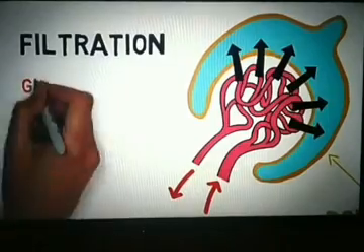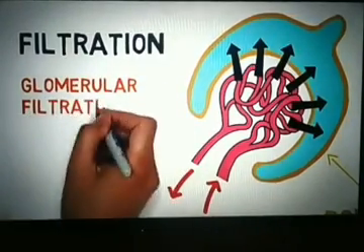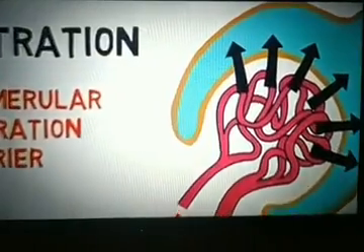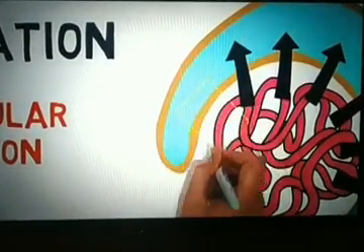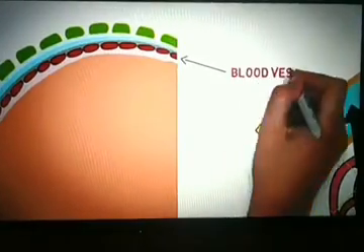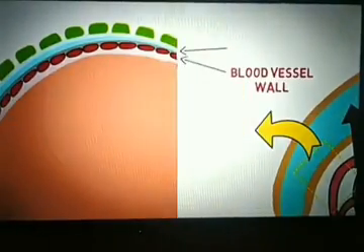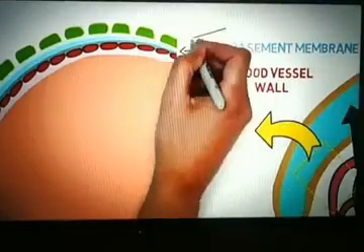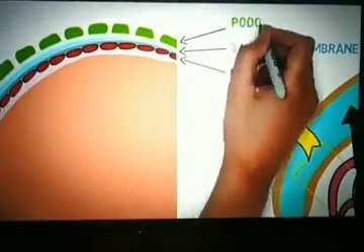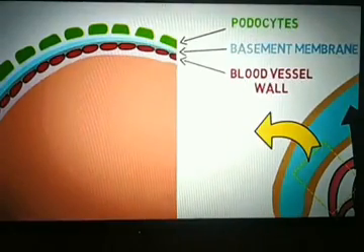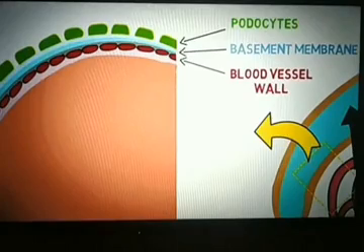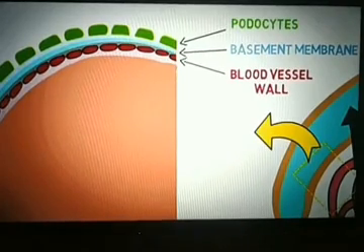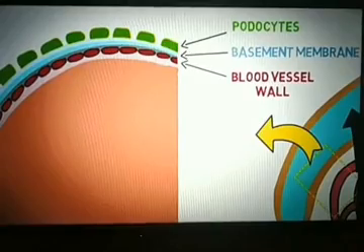We can understand the filtration when we come to know about the glomerular filtration barrier. So we need to understand it. If you take this part of the renal corpuscle and look at its microscopic view, it would look something like this. So this is the wall of the blood vessel. Then this is the basement membrane, and here are the cells called podocytes. These are special types of cells, and there is a gap between the podocytes. That gap is called the filtration slits.